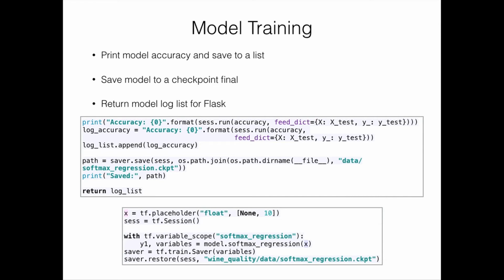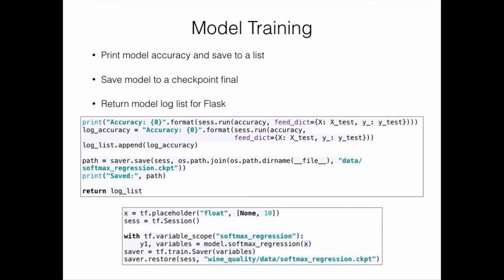Finally, after we've trained the model, we want to print out what the final accuracy is. How well do we model the data? So that's this step here. Remember I defined the accuracy variable before. And here I'm passing in a dictionary. So it's taking the test data set, test features and labels, and passing that into the accuracy that we defined. And it will print out how accurate our model is. And then we'll log the accuracy. We'll just save that to the list for the web page.